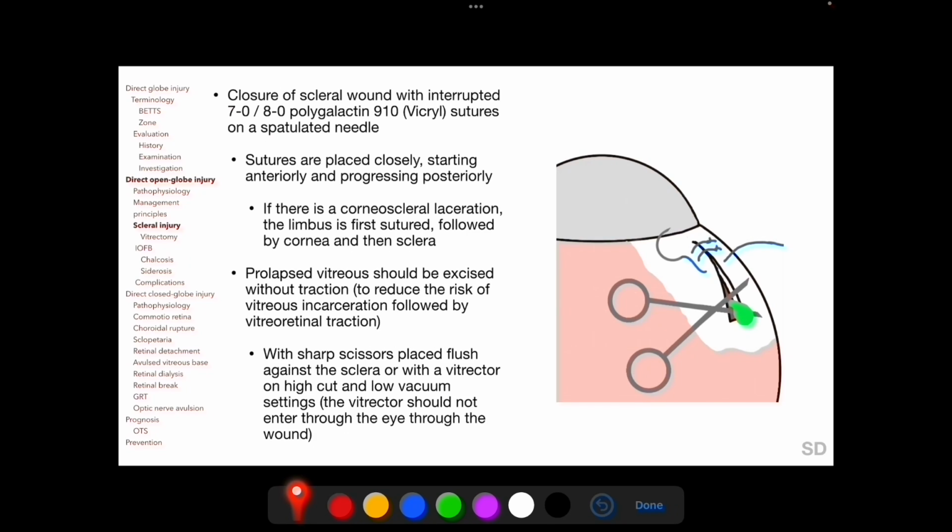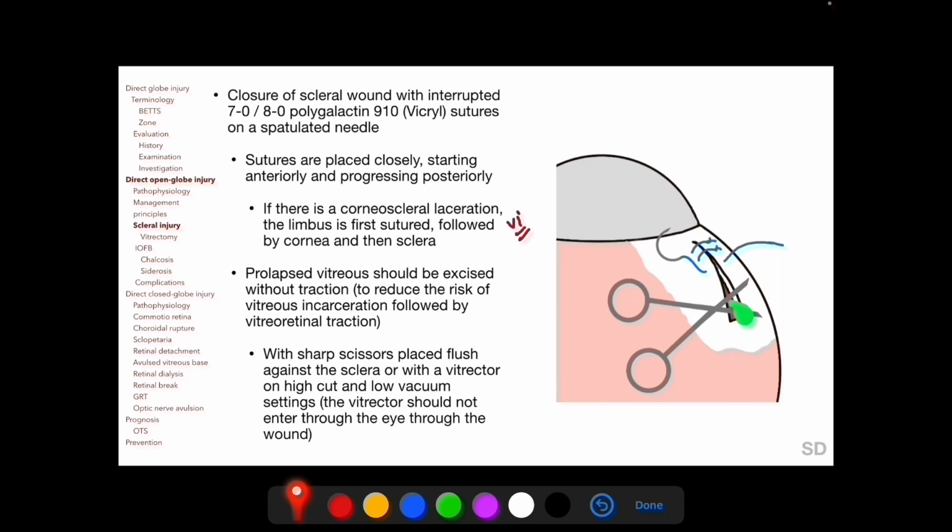The scleral wound is closed with interrupted 7-0 or 8-0 polyglactin sutures on a spatulated needle as shown here in this diagram, and the sutures are placed closely, starting anteriorly and progressing posteriorly. If there is a corneoscleral laceration, the limbus is first sutured, followed by the cornea and then the sclera, and this is very important to remember.